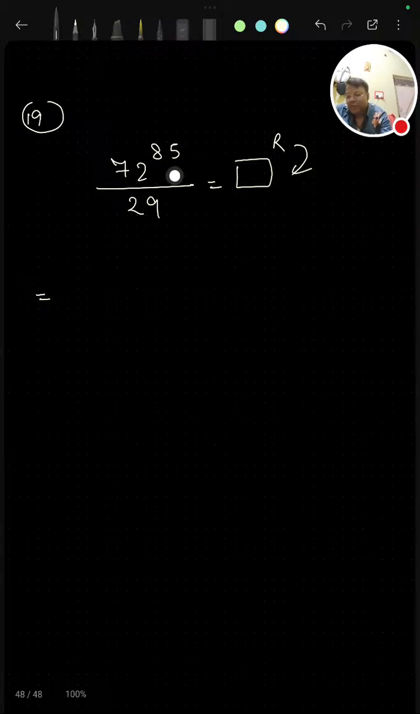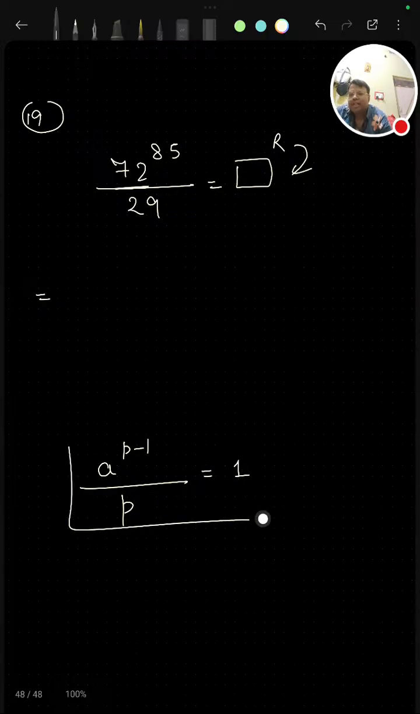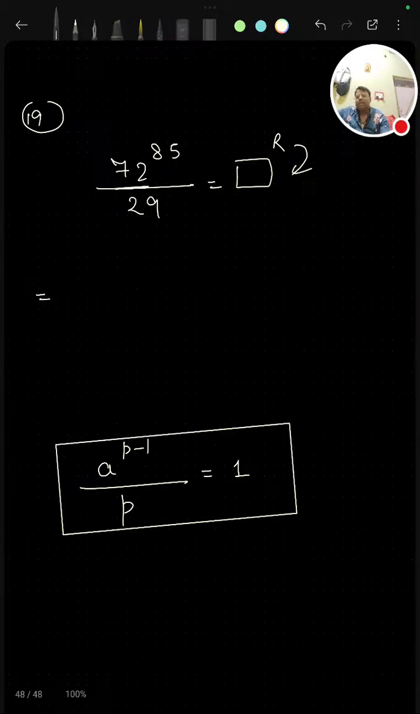It is 72 to the power 85 divided by 29. What is the remainder? According to Fermat's theorem, I already told you, if a and P are coprime and the power must be P minus 1, and P must be a prime number, then the remainder is 1. This is Fermat's theorem. I already explained it to you.